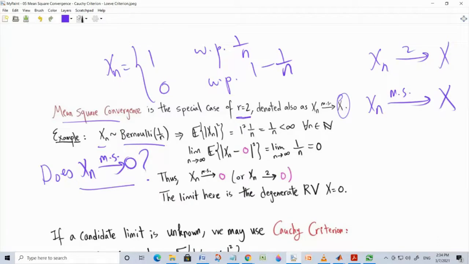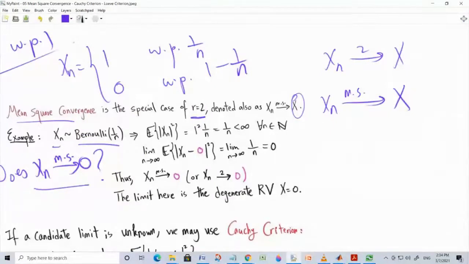So what is big X? Big X is equal to 0 with probability 1. Don't be obsessed that a sequence of random variables may converge to a constant. You can say a constant, or you can say a degenerate random variable, to emphasize that by the end of the day, we treat those constants as random variables. So does Xn converge in mean square to 0?